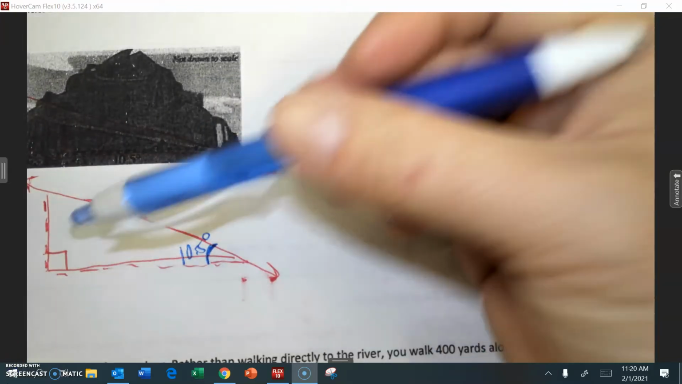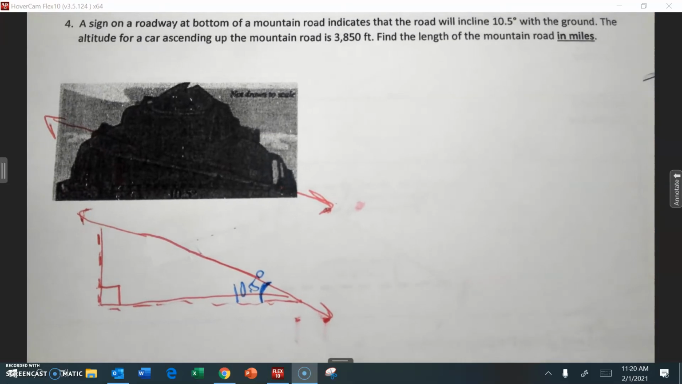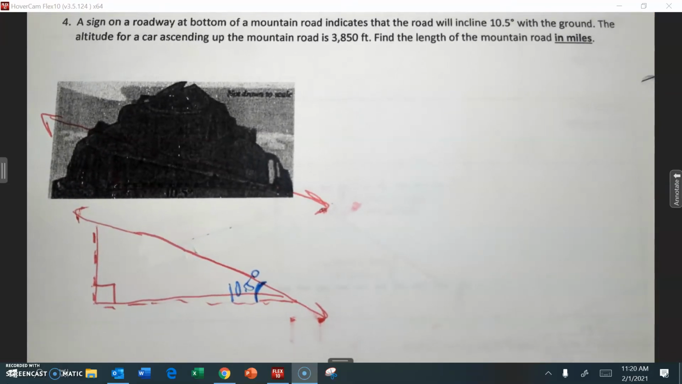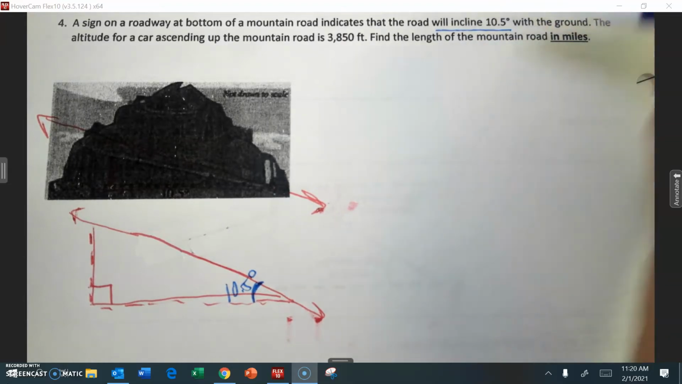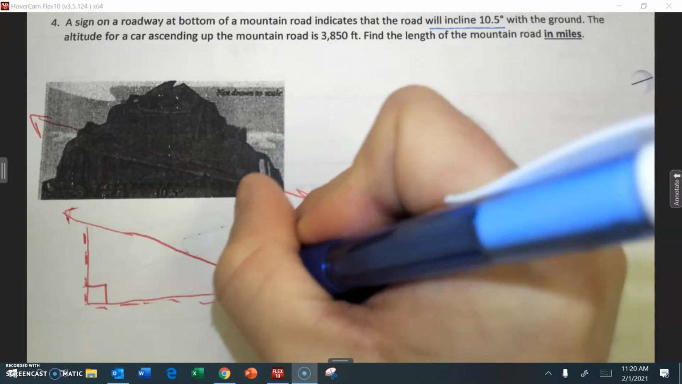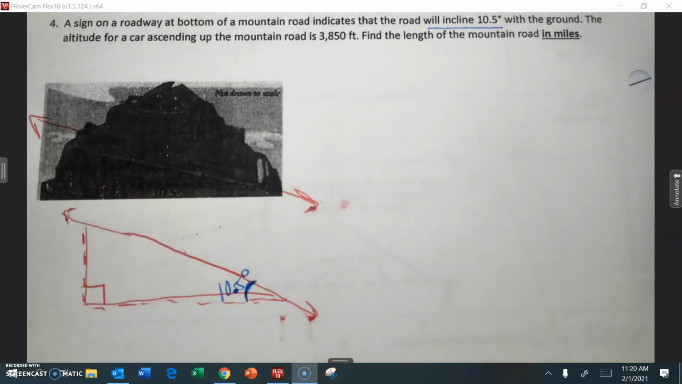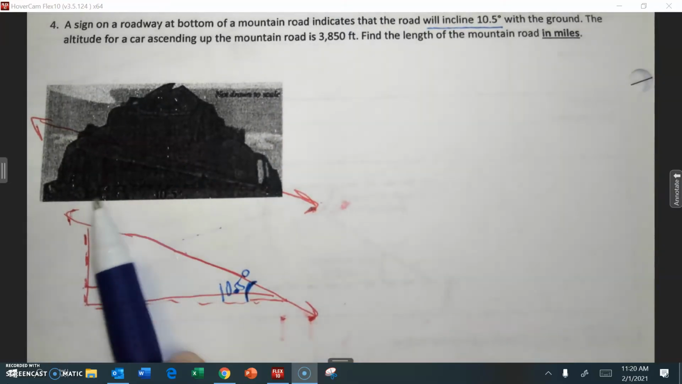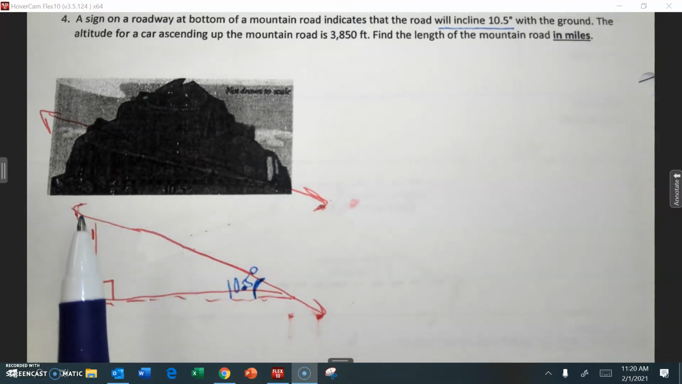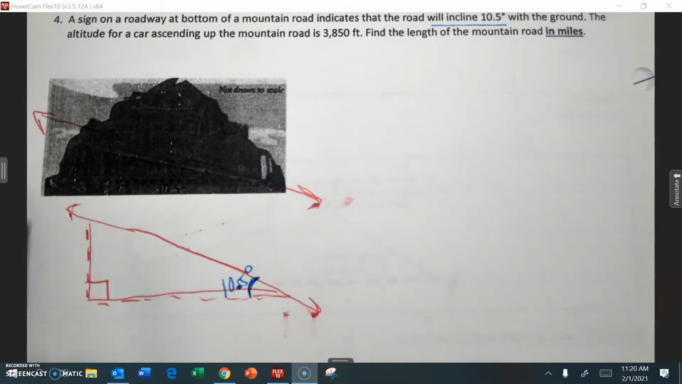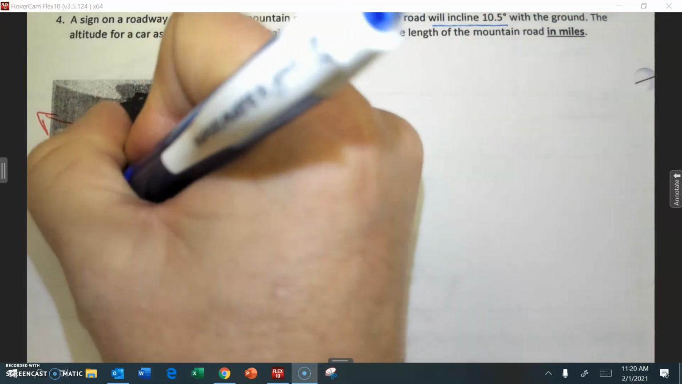So we have our right triangle, and you'll see that I've already labeled the angle of elevation. I know that because it's going to be a 10.5 degree incline, so that's going to be between the road and the base of the mountain. The other information given is that the altitude, and remember, another word for altitude is height. So we're thinking height, perpendicular to the ground, is that the mountain is 3,850 feet up. So from the road to the bottom, this is your 3,850.